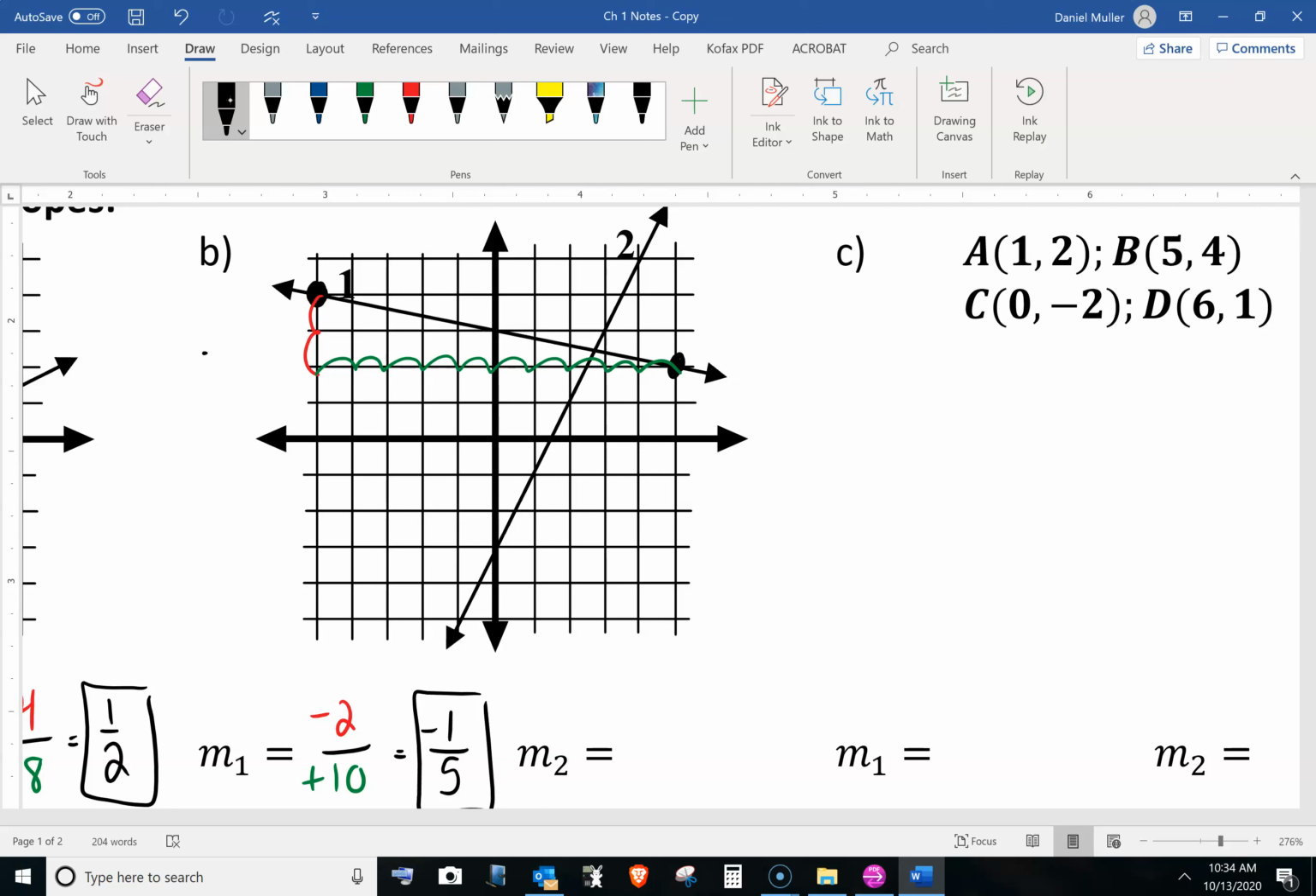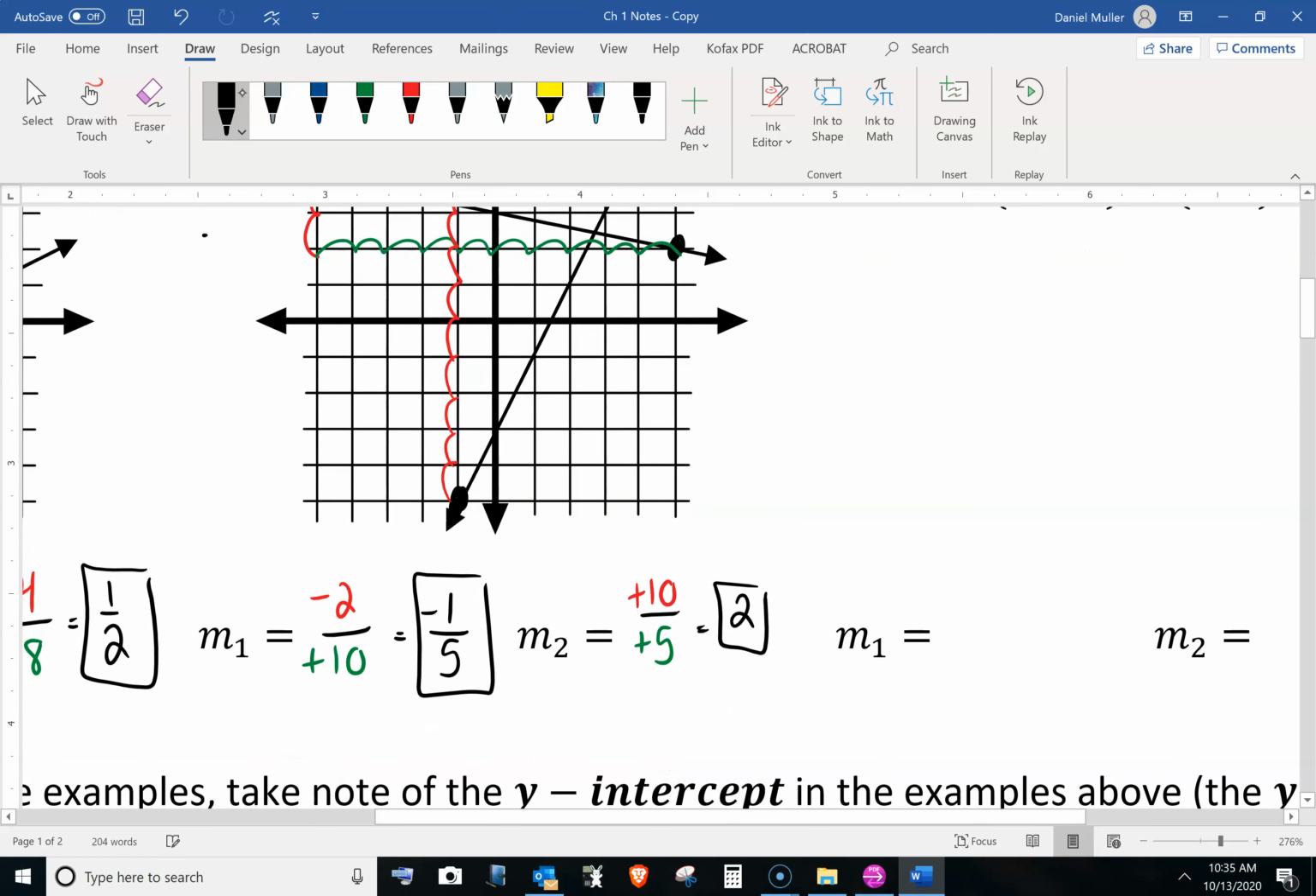Now I'll need to find another good point. They're all kind of close, so we'll use this one. I guess it doesn't really matter. We're just trying to get a reminder of how to do this. 3, 4, 5, 6, 7, 8, 9, 10. So up 10, so plus 10. And to the right, 1, 2, 3, 4, 5. That will be a plus 5 because we're moving right. Right is always positive. And that can reduce to 2, or 2 over 1.